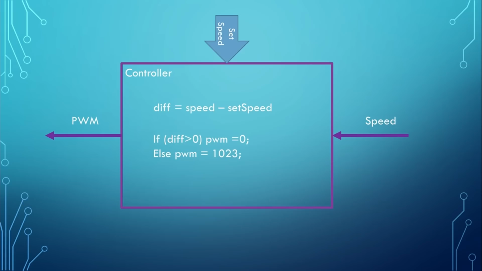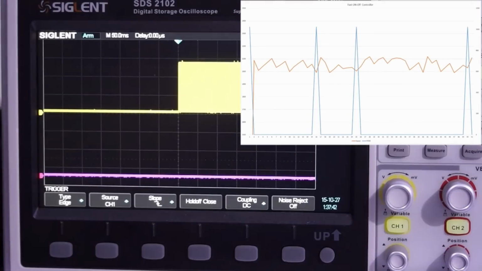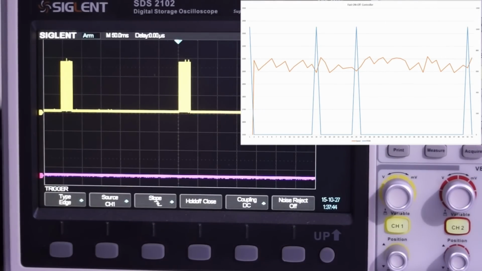The simplest possibility is to switch the fan on if it is too slow and switch it off if it is too fast. Let's try it. It works astonishingly well. You hear the on and off switching, and if we look at the result, the speed builds up very fast and is very stable after that.